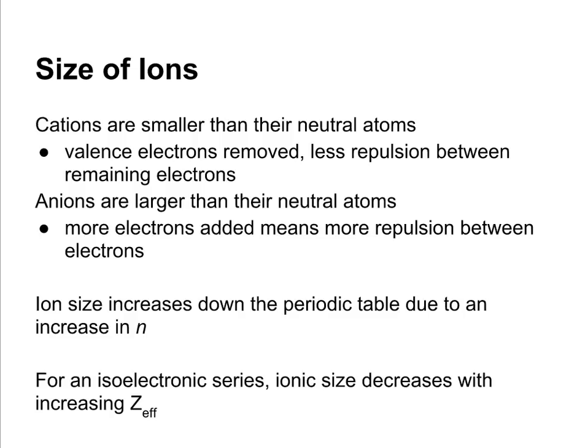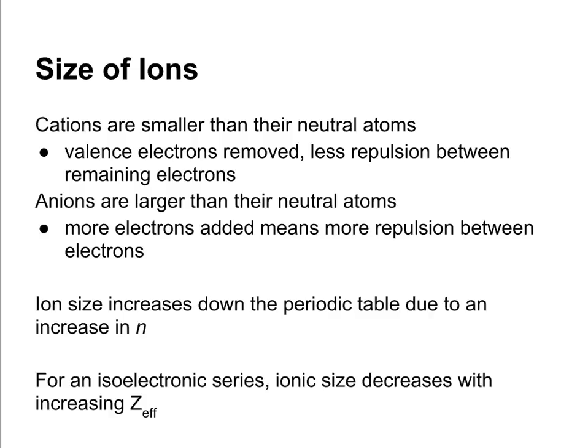Next trend is the size of ions. Cations are generally smaller than their neutral atoms, and the reason why is that valence electron or electrons have been removed. That means there's less repulsion between the remaining electrons, because remember, electrons all have the same charge. They're not going to be attracted to each other, they're going to repel. So when you take an electron away, there's less repulsion, so it's taking up less area. Anions are going to be larger than neutral atoms. There's going to be more electrons, so that means more repulsions. They're going to push each other farther away.